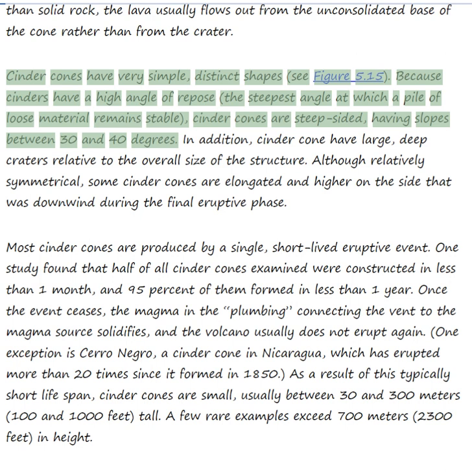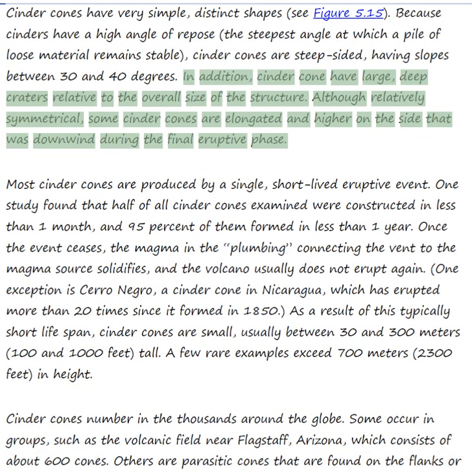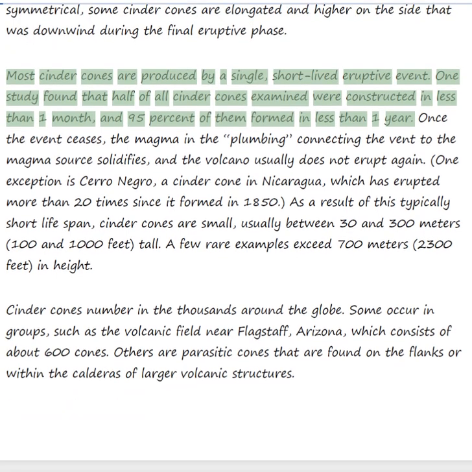Because cinders have a high angle of repose, cinder cones are steep-sided, having slopes between 30 and 40 degrees. In addition, cinder cones have large, deep craters relative to the overall size of the structure. Although relatively symmetrical, some cinder cones are elongated and higher on the side that was downwind during the final eruptive phase.